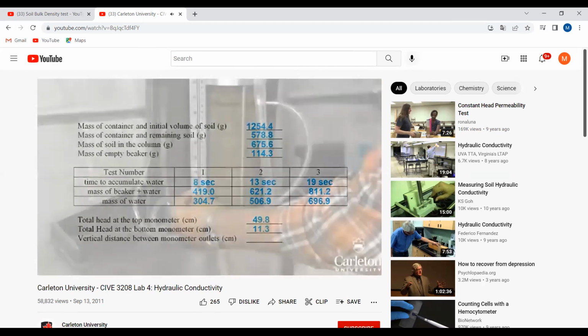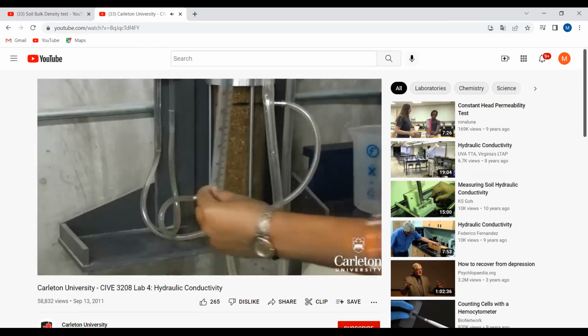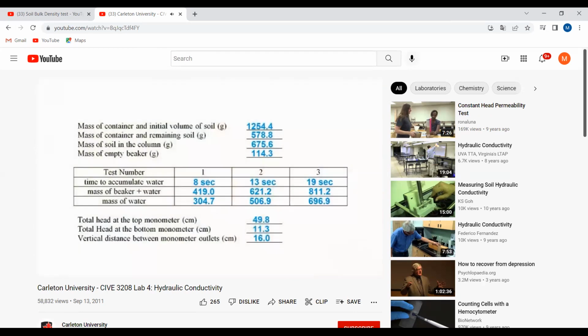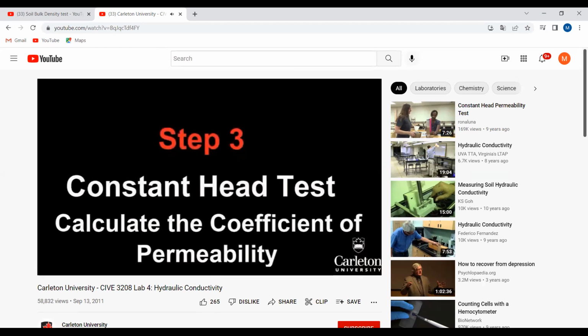You can draw a line around the outside to help you do this. In our case, this was 16 centimeters. We can now clean up the apparatus and proceed to the calculations.